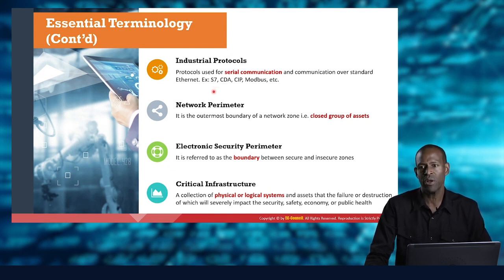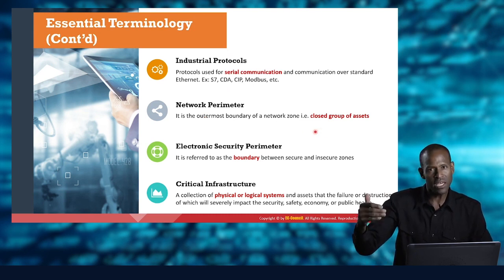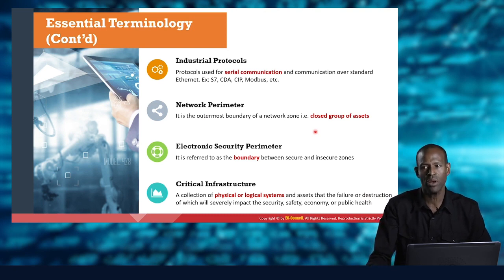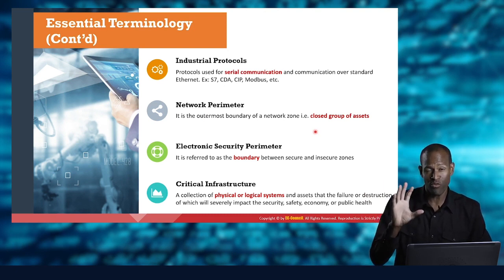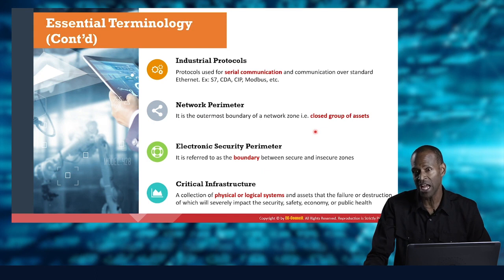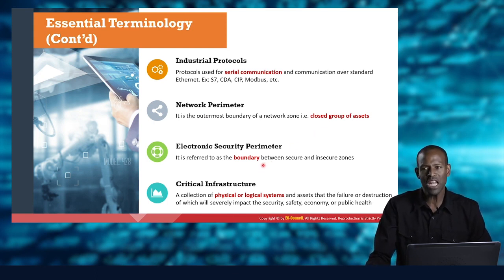So we have industrial protocols, we have the network perimeter, and we have a boundary network, like the network edge that leads into that industrial network, where we have a closed group for those OT assets to reside. We have the electronic security perimeter. This is another boundary between secure and insecure zones. So we may have some assets that can be outside and insecure, right?